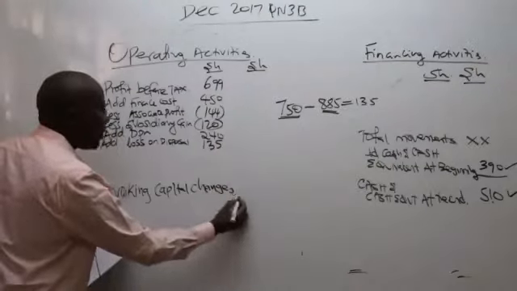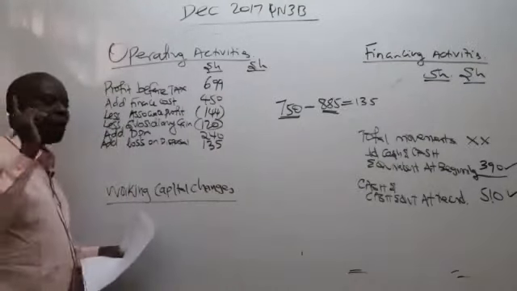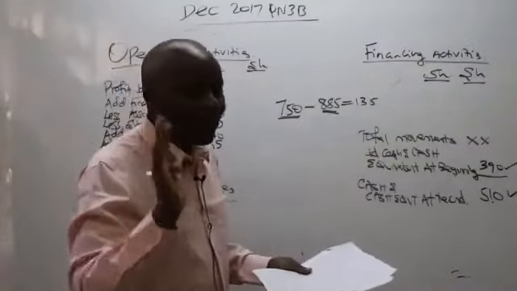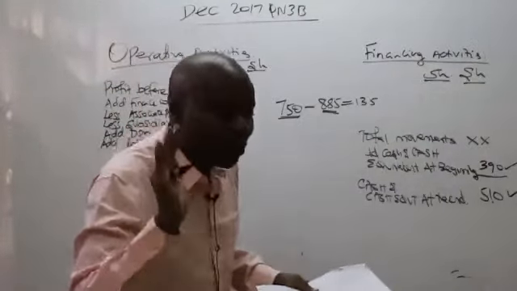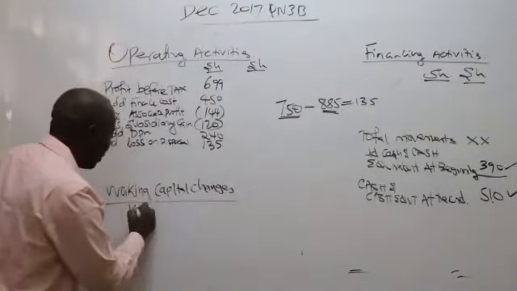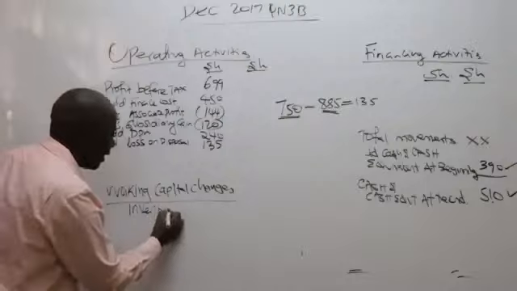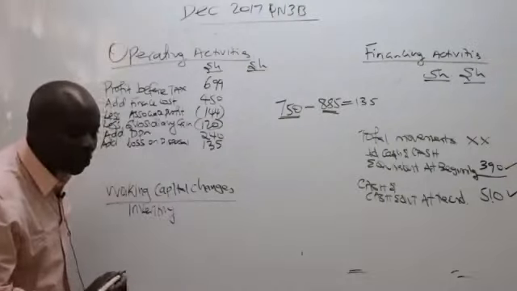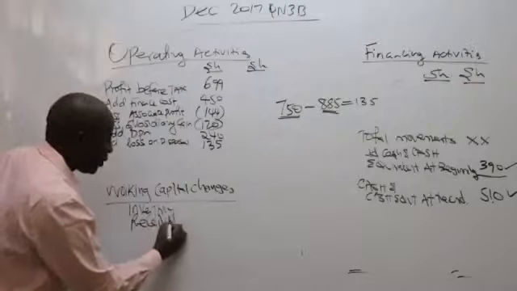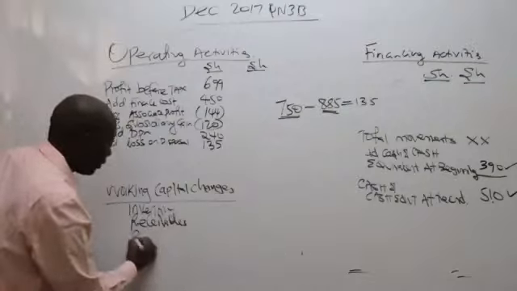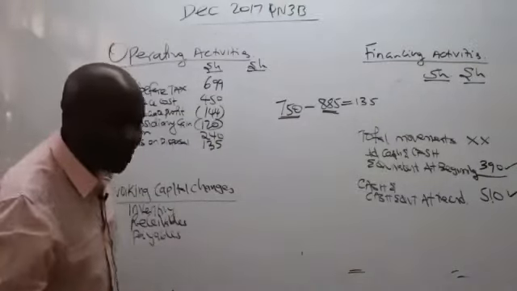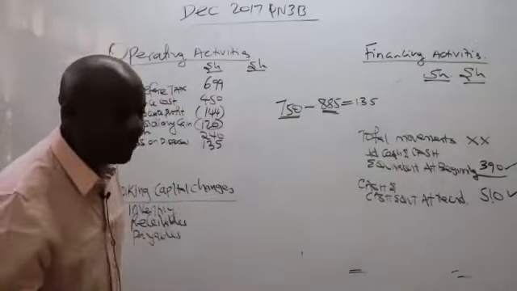So working capital changes, what do we have? Yesterday you told me that under working capital, we normally have 3 things. What and what and what? We have inventory. Thank you very much, Meshach. The next one is receivables. The last one is payables. Thank you very much, mother.